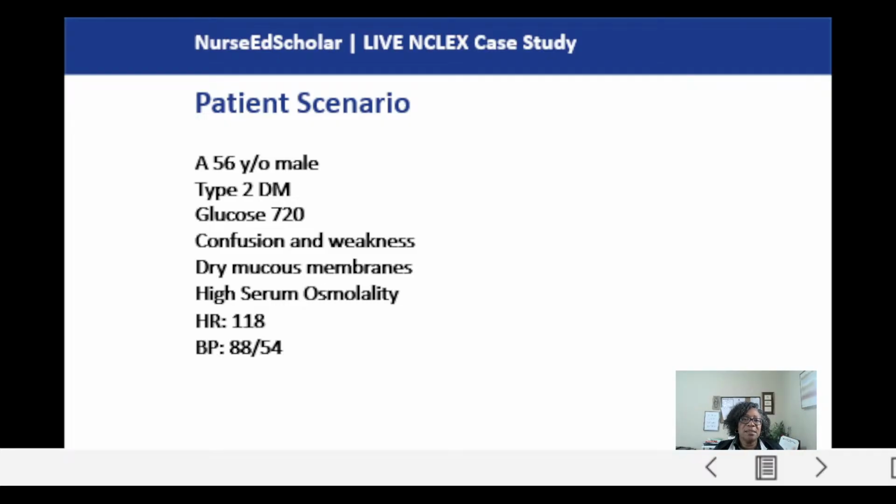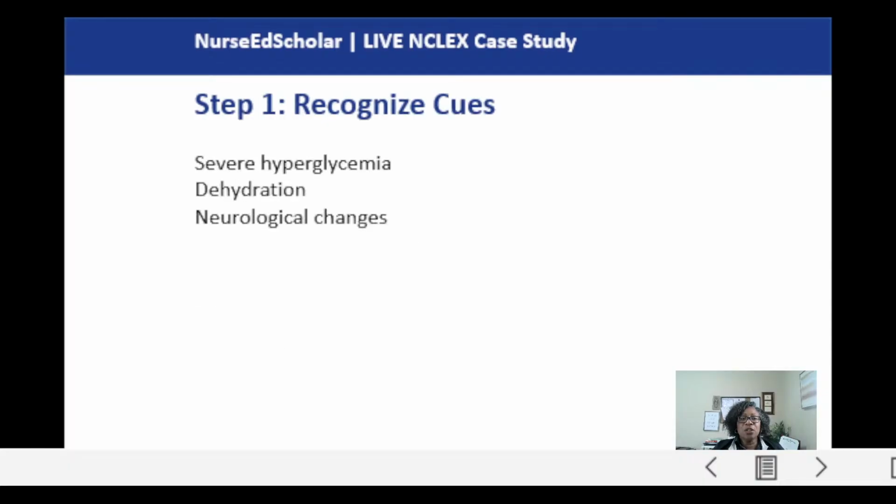Let's think about what this case is about, what you're being given as information to figure out what's wrong with your patient. So let's slow down. Step one, recognizing cues. Let's look at this how the NCLEX wants you to. He's a type 2 diabetic. You know that he has an elevated glucose. He has severe hyperglycemia, with a glucose of 720. He's confused, disoriented, and weak, so he's got some neurological changes.